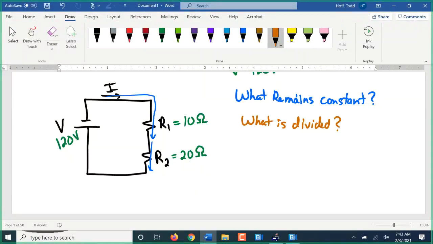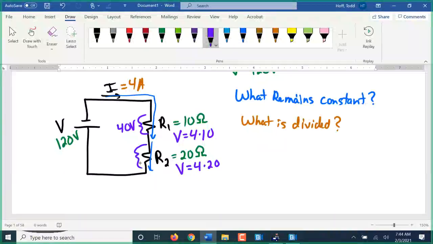Now here I will tell you that the current is 4 amps, which means the voltage across this resistor, 4 times 10, which is 40. So there's 40 volts there that makes a difference, dissipated across that resistor. For this resistor, the voltage is still 4 amps times 20 ohms now, which is how many volts? Now that adds up to 120, so we're good.